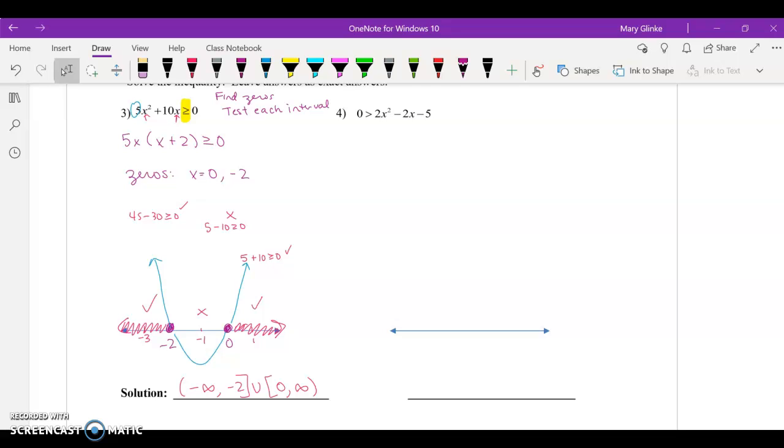So let's take a look at this next one here. We have 2x squared minus 2x minus 5. This one, if I go ahead and try to factor it, it's not going to end up working. I can't put the 5 there, I can't put the 5 there, and still get 2 back out. So unfortunately, factoring does not work. We have to go to our quadratic formula.